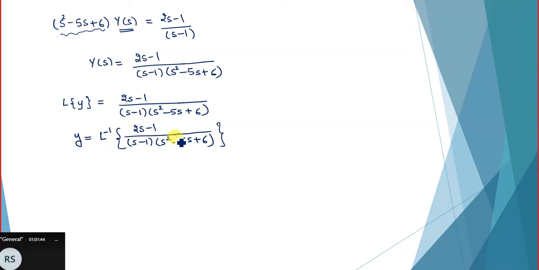So to find the inverse Laplace transform of this term, we need to again use partial fractions. So we write 2s minus 1. Now we can see here the term s square minus 5s plus 6. The method of partial fractions says that it's always better to split it into two terms if possible. So it is s minus 2, s minus 3. So we write this in place of s square minus 5s plus 6, and here s minus 1. Now we have three linear factors.